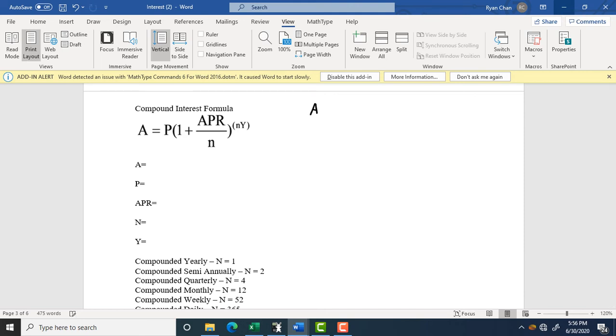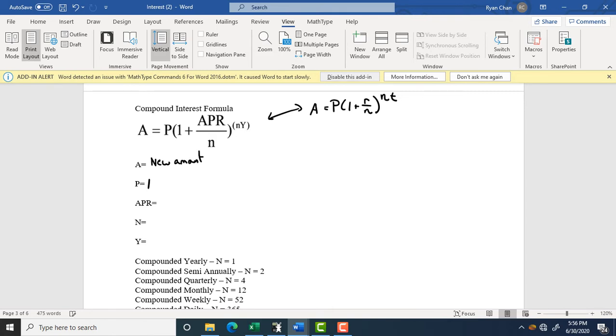Let me rewrite this again. So you can see P times 1 plus R over N to the NT. T and Y is essentially the same thing. Okay, so if you see this, they're very similar. So let's talk about what they represent. A is your new amount.